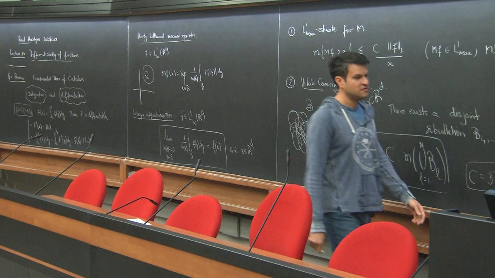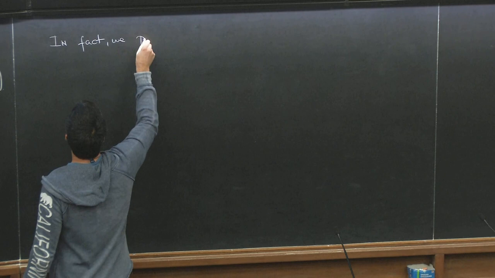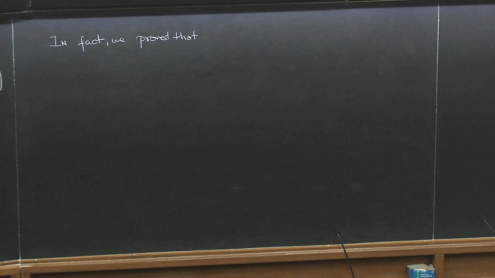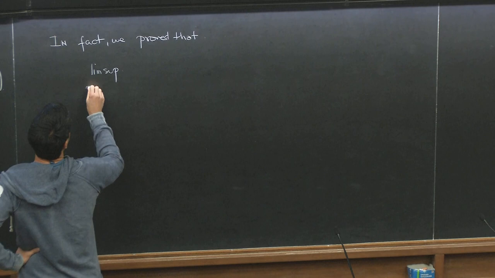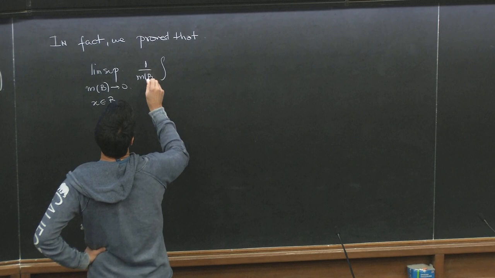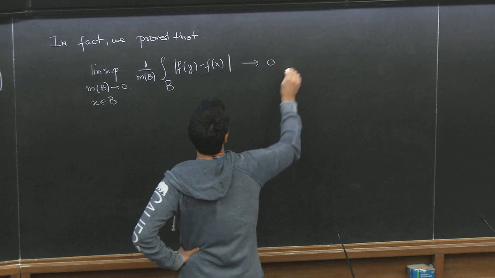In fact, we proved something a little bit stronger than this. We proved that the lim sup, when the measure of the ball goes to zero, of the averages over the ball of the absolute value here, this goes to zero for almost every x.